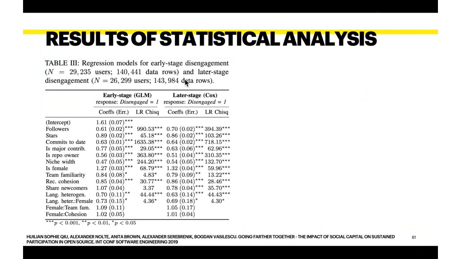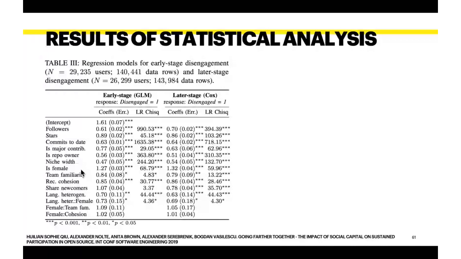The interpretation of those coefficients works as follows. If the coefficient is less than 1, then the more of this variable, the less likely to disengage. If the coefficient is more than 1, then the more of this variable, the more likely to disengage. So what do we see here? For instance, followers have a coefficient of 0.61. This means that the more followers a project has, the less likely developers are to disengage.